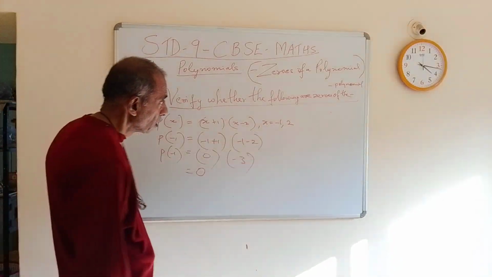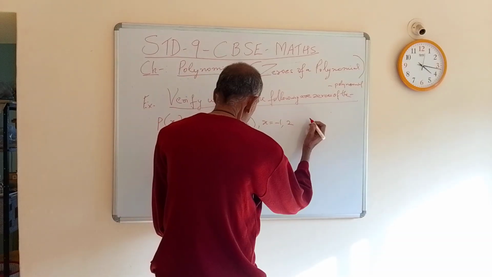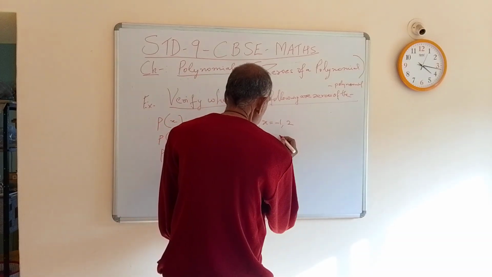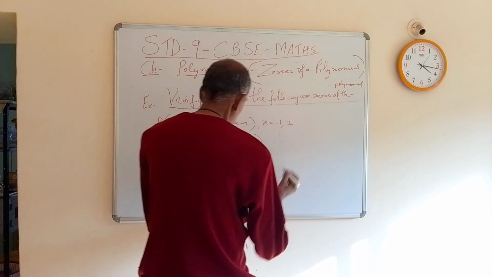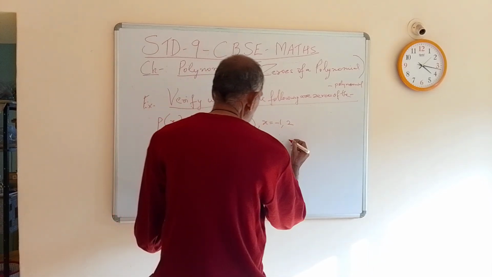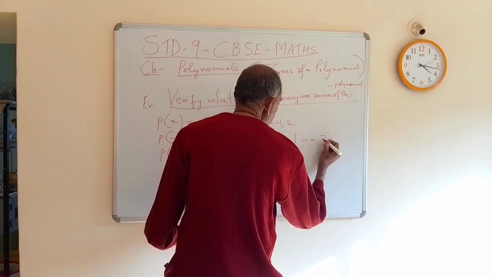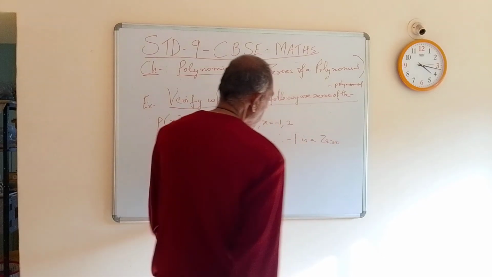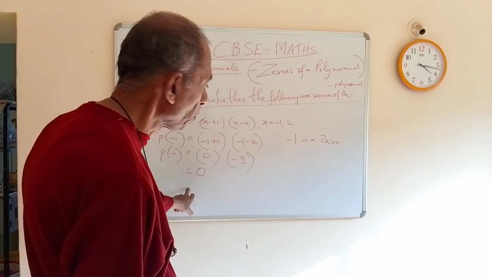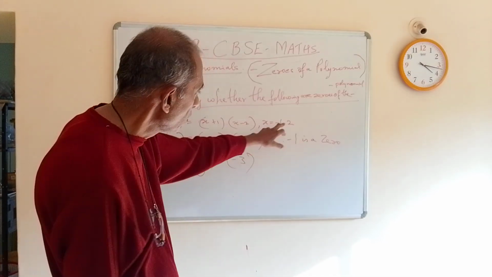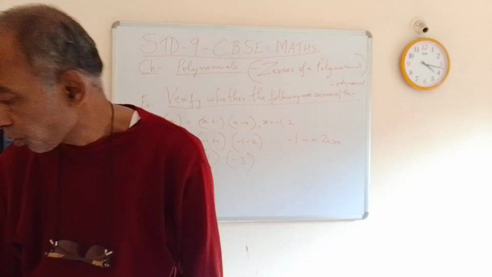So here, therefore, -1 is a zero of the polynomial. It is proved that -1 is a zero of the polynomial. Okay, then we'll do for 2, taking x to be 2.